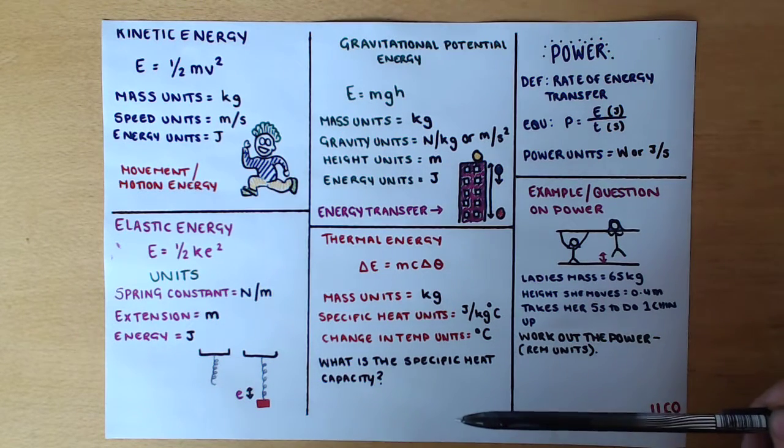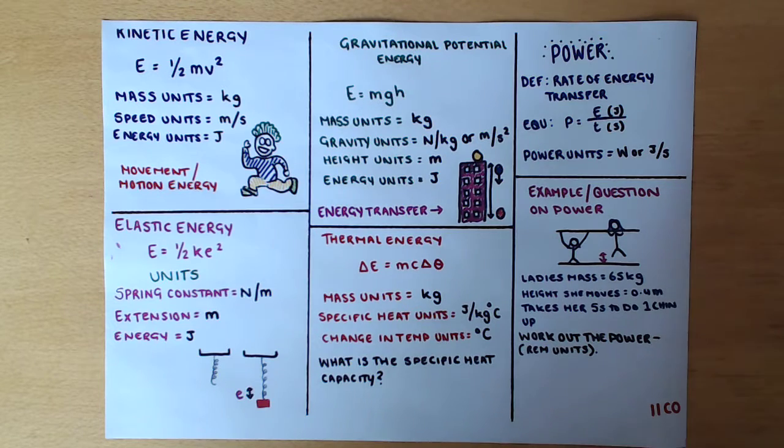I want to stop and ask you a question now. What is the specific heat capacity? Okay, hopefully you guys have all figured it out. The specific heat capacity is the amount of heat required to raise 1 kilogram of mass by 1 degree Celsius. So again, it is the amount of heat required to raise 1 kilogram of mass by 1 degree Celsius.